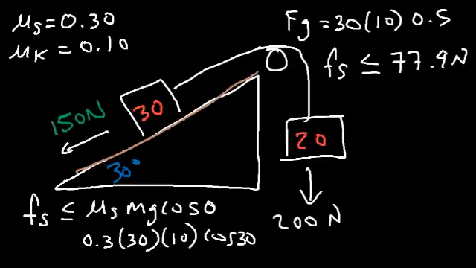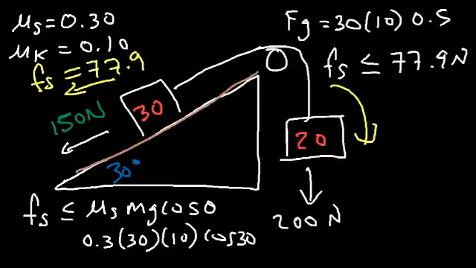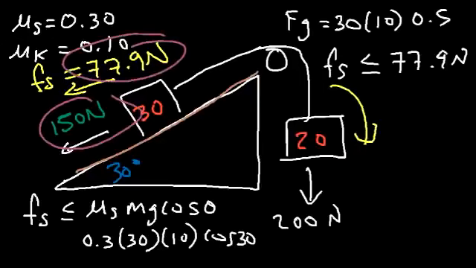So if the block were to move this way, the block has to overcome the 150 newtons plus a static frictional force of 77.9. So it's not going to happen. We need a weight force of 227.9 to get the system moving. So the acceleration of the system is 0.